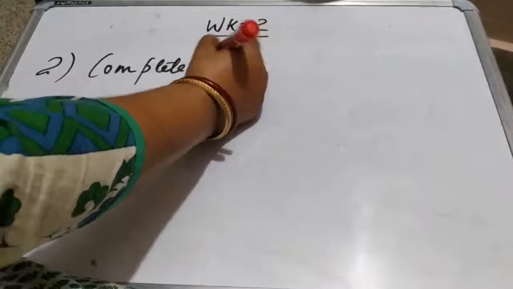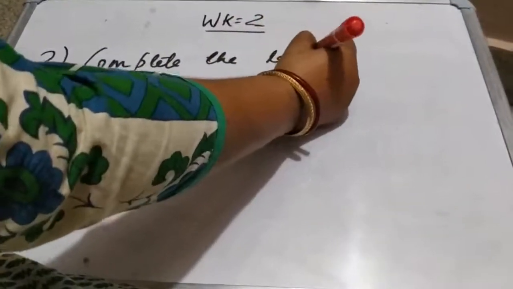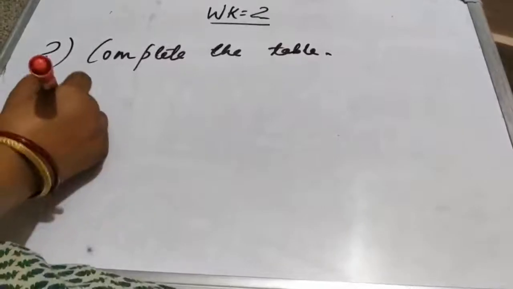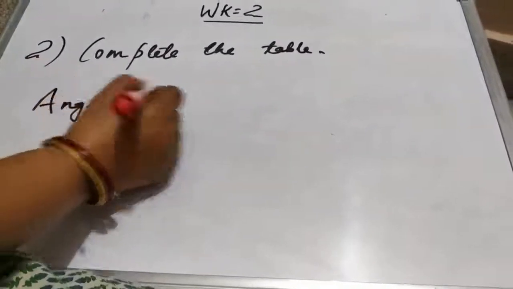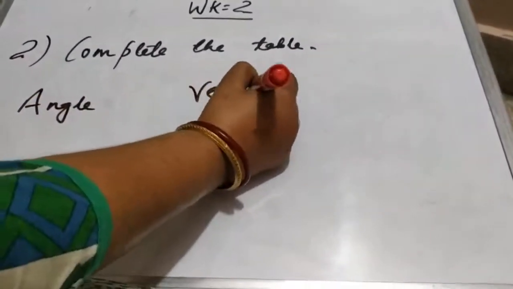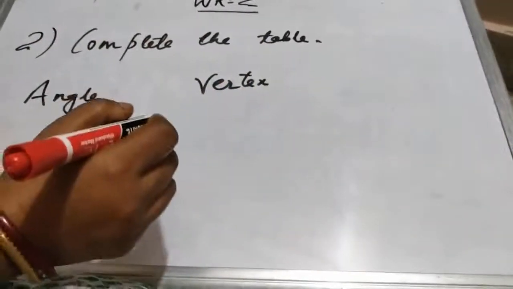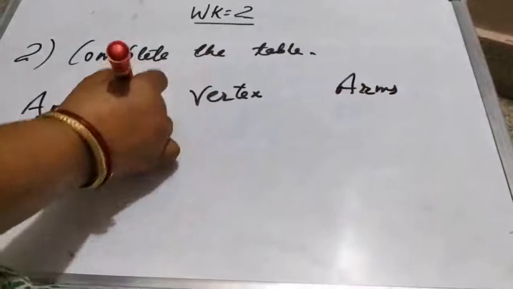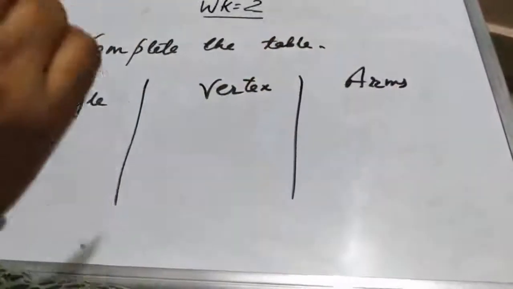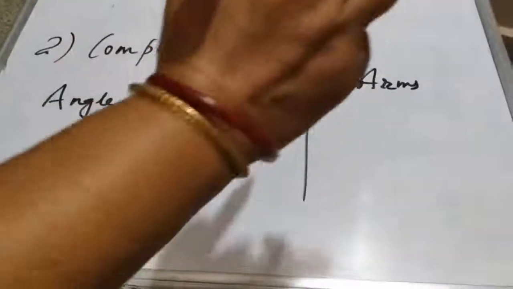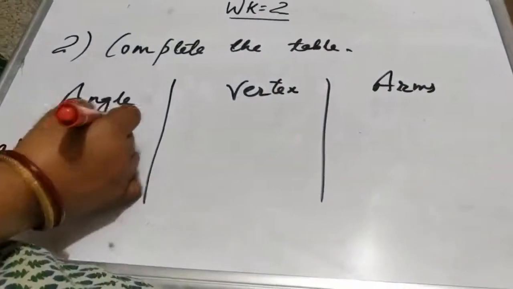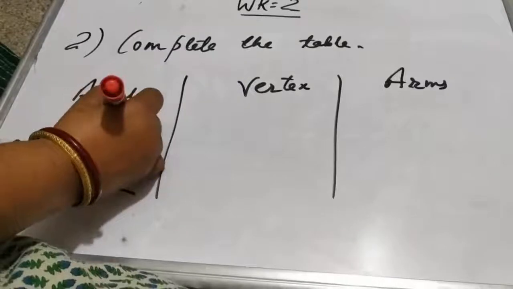Here is a table. The columns are: Angle, vertex and arms. As all of you know, in an angle, how many vertex? One vertex. How many arms? Two arms. Okay.